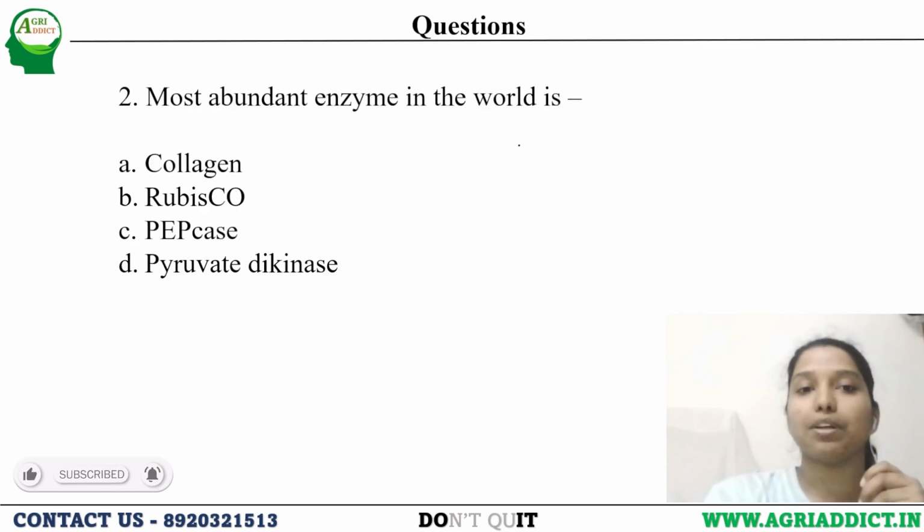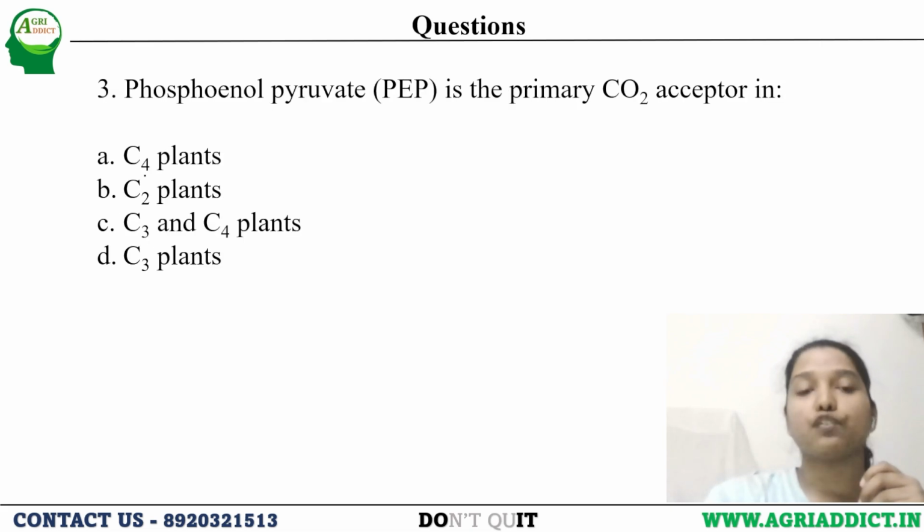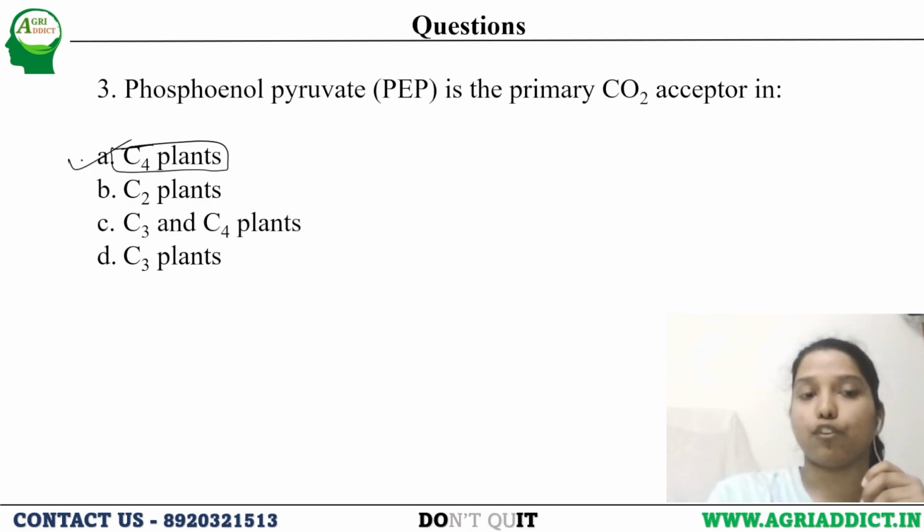The most abundant enzyme in the world is. So the most abundant enzyme in the world, you have to remember, is RuBisCO. Okay, this is important. Now comes the question: phosphoenol pyruvate is the primary carbon dioxide acceptor in. C4 plants, C2 plants, C3 or C4 or C3. So PEP is the primary carbon dioxide acceptor in C4 plants.